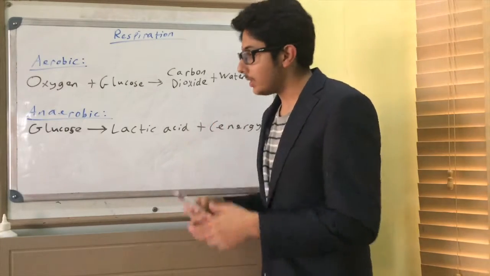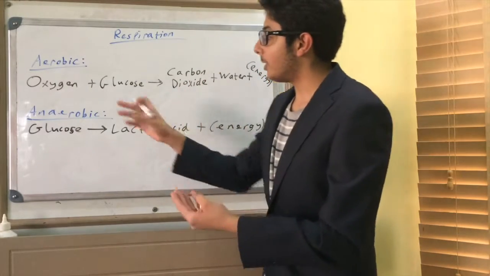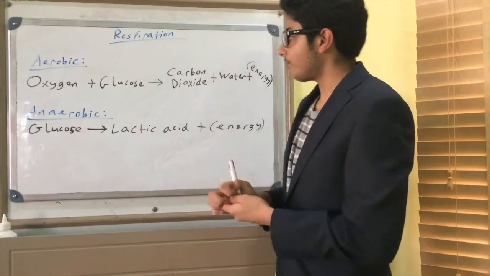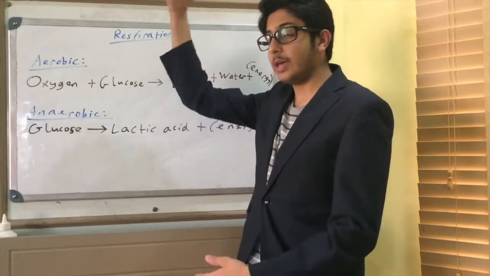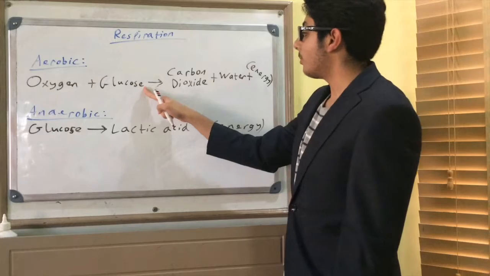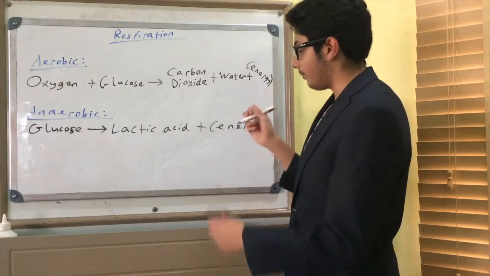They frequently ask you in your exams what the word equation is, or they will give you parts of the equation and ask you to fill in the spaces. So for aerobic respiration, oxygen from the air and glucose from the breakdown of your food produces carbon dioxide and water and energy.